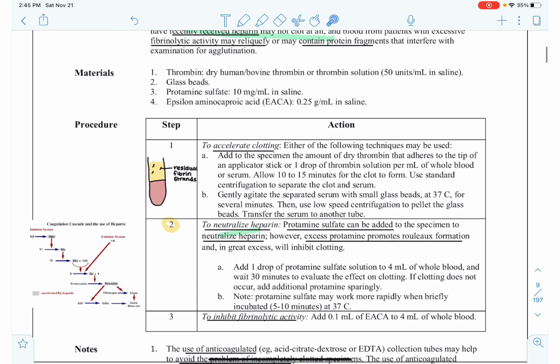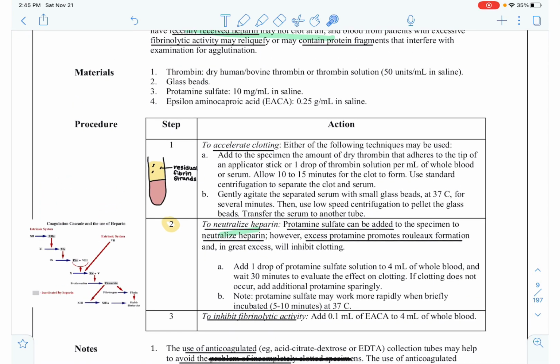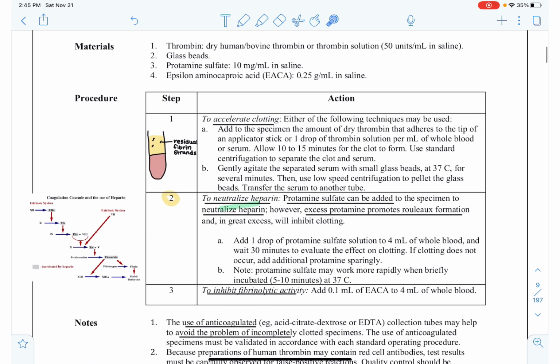Onto our third mechanism. We're going to discuss how to promote clotting in patient samples who may have elevated fibrinolytic activity. Excessive fibrinolytic activity, per the principle above, can lead to reliquefaction of the sample. The procedure is very simple. To inhibit or prevent any fibrinolytic activity, we're going to add 0.1 mLs of a solution called EACA, which stands for epsilon aminocaproic acid.